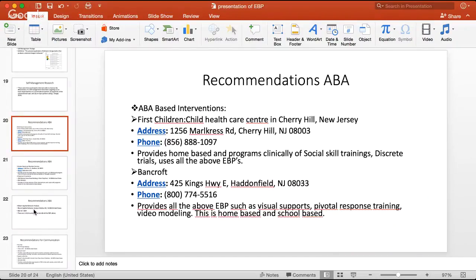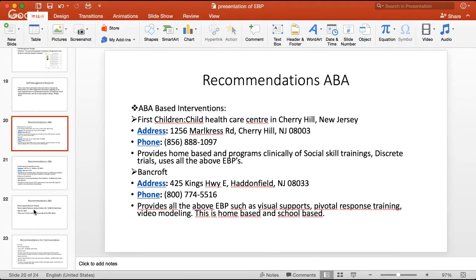First Children is a great center. It's located in South Jersey, right in Cherry Hill. Here's a number and an address. They provide home-based programs clinically, and they also, in the building, have social skill training. They have a great program for Minecraft, where the kids come in and they learn social skills through Minecraft. They have discrete trial training, and they actually use all the above evidence-based interventions through their programming. So this is a really great opportunity for their child to use all these things that I just talked about.